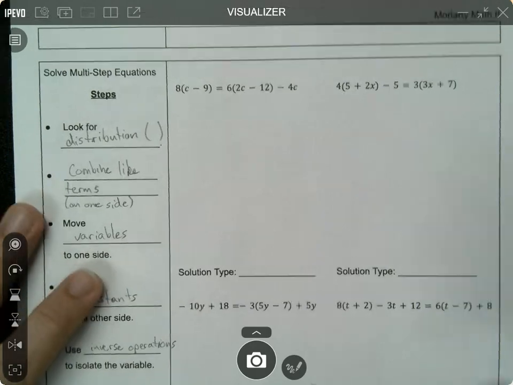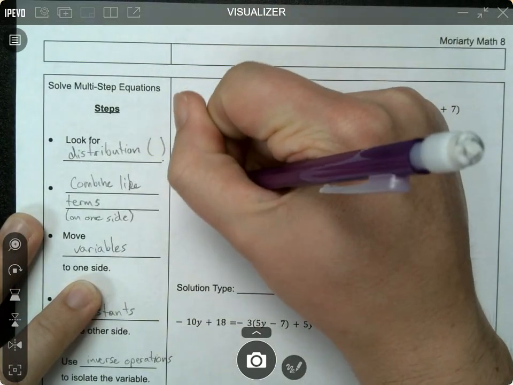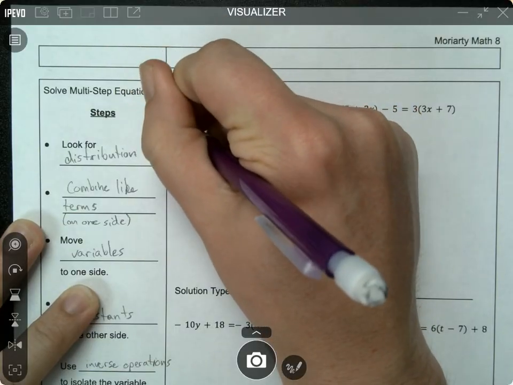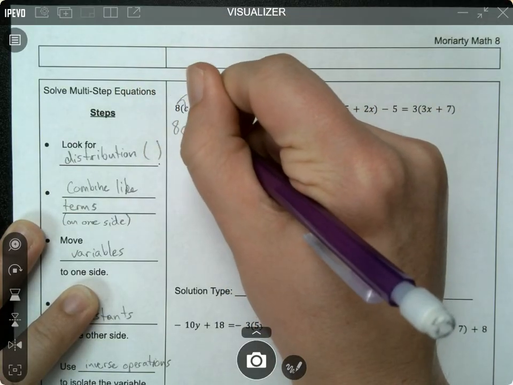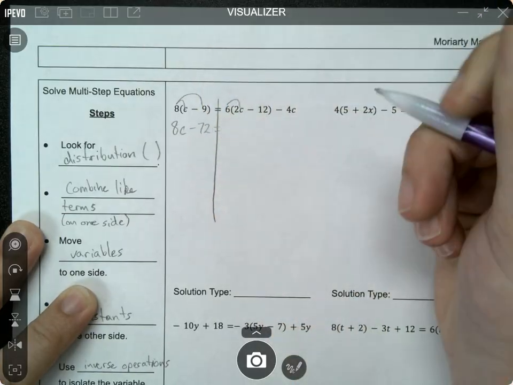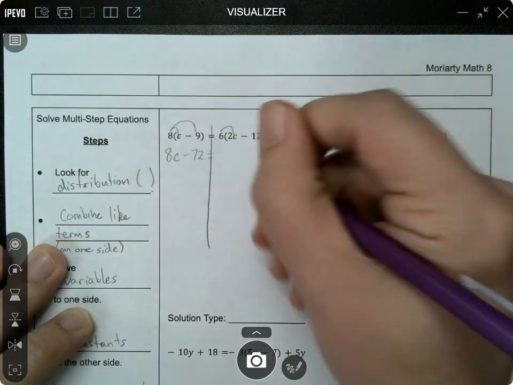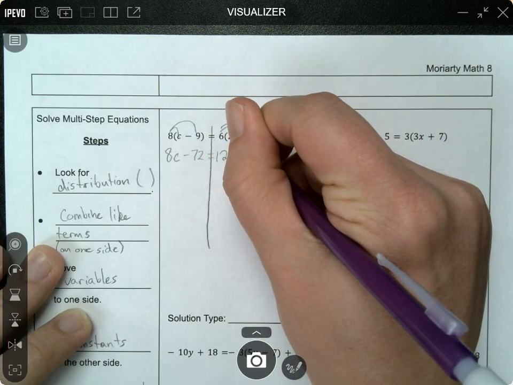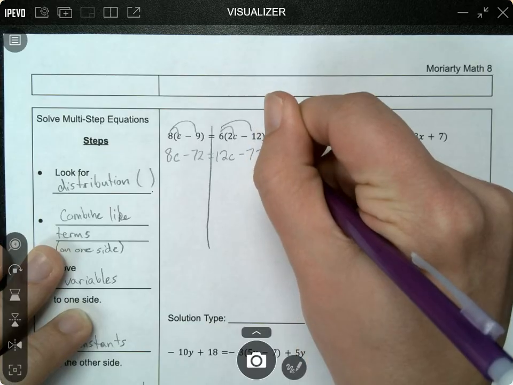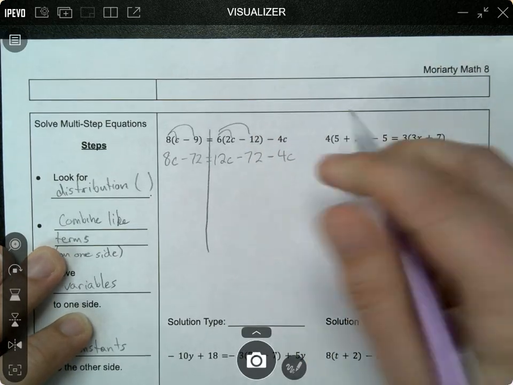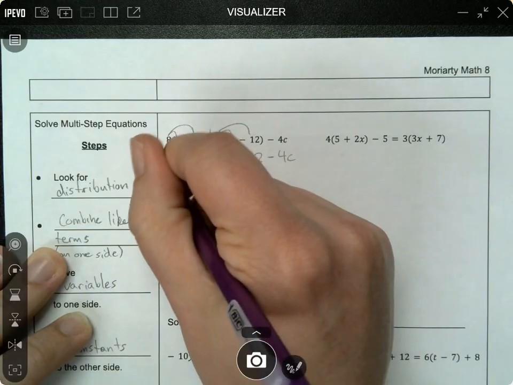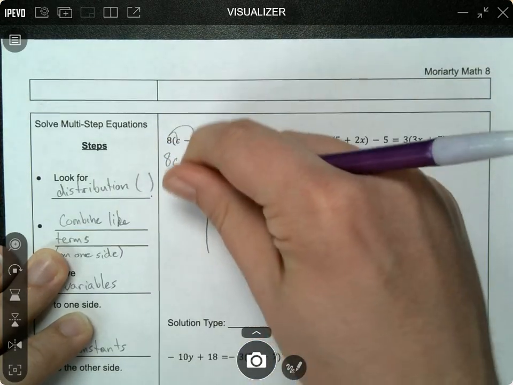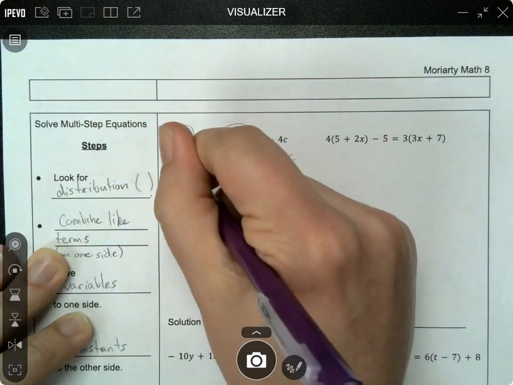Here we go. First one. First step, distribute. 8 times C is 8C. 8 times negative 9 is negative 72. 6 times 2C is 12C. 6 times negative 12, negative 72. Okay, I never learned my 12s. They didn't exist when I was your age. 8C minus 12C minus 72, that's just going to come down, because we can't do anything with it. Right?